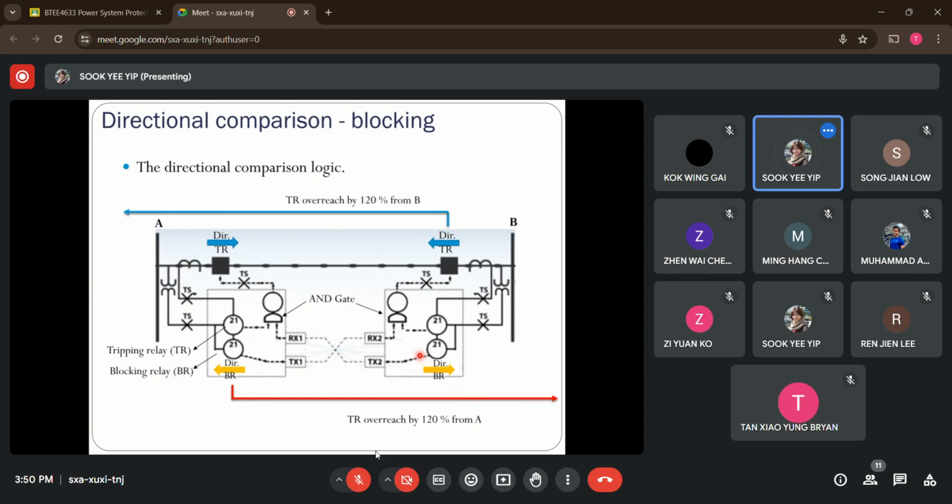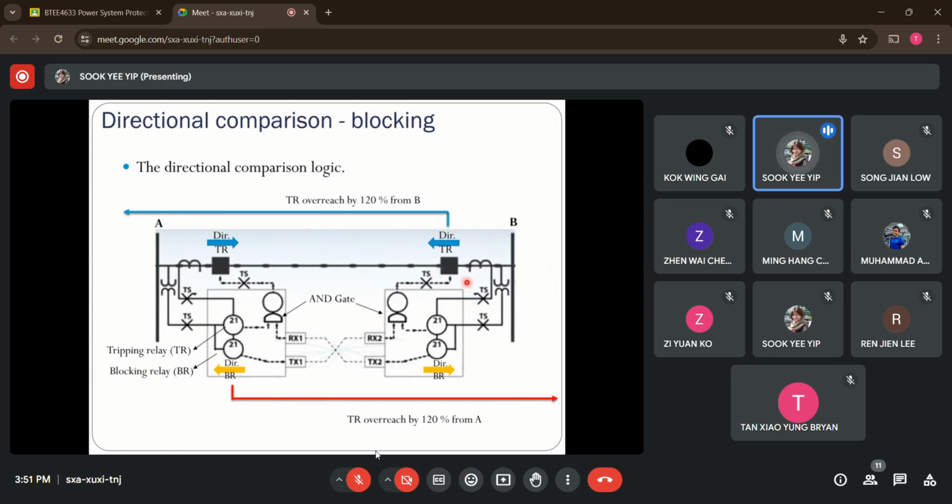Blocking relay looks outside this terminal B here. Take note that the tripping relay has been set to overreach. For example, a tripping relay located at terminal A here, looking into the line, will be set to overreach to the next line section. So you can see, up to the next terminal B, it is still able to sense if a fault occurs here.